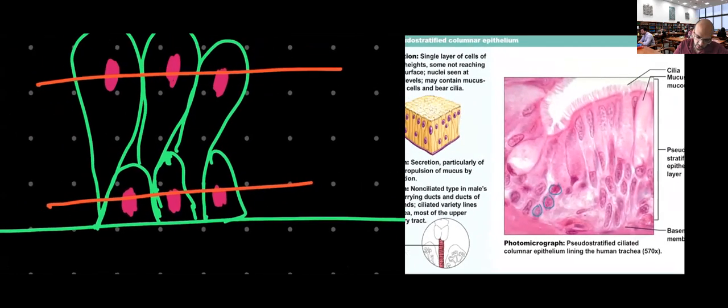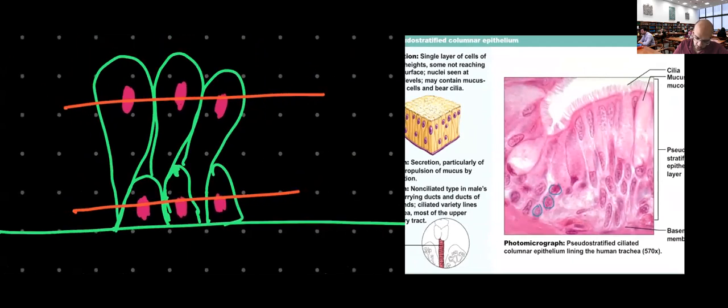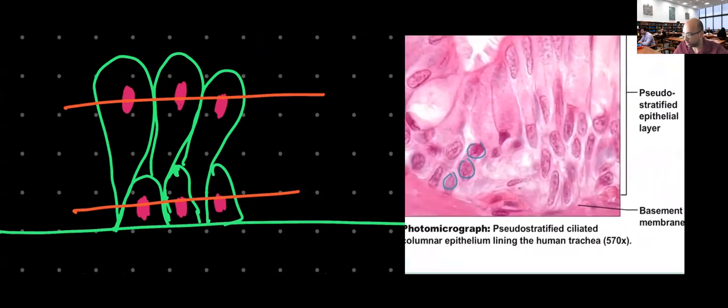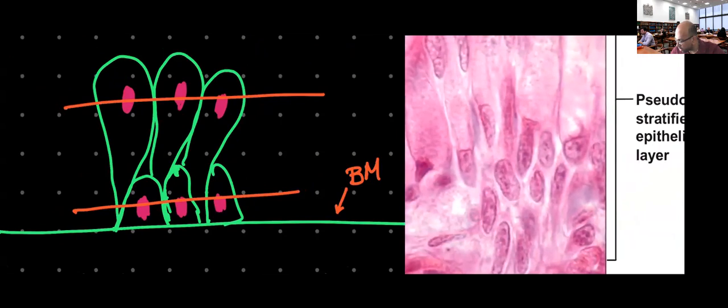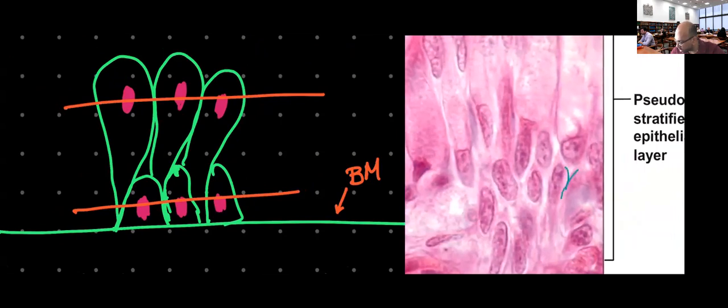So looking at this tissue, how would I be able to identify that this is one cell layer? I can actually see that all the cells are attached to the basement membrane. This is my basement membrane here. All the cells are attached to the basement membrane, but I can't actually show you that each of them is going to be reaching the basement membrane. So how would I be able to identify this?